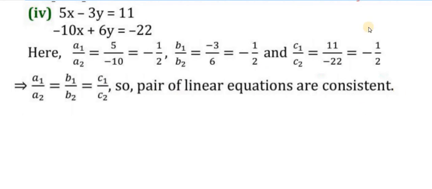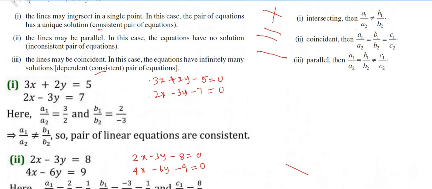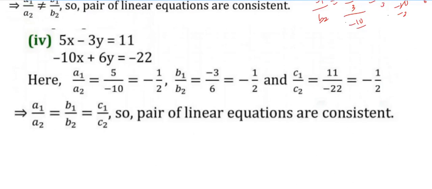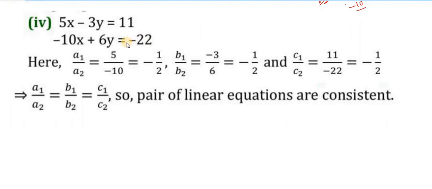Why is it consistent? We know that a1 by a2 is equal to b1 by b2 is equal to c1 by c2. So then it is a coincident line. If it is a coincident line, then it is consistent. So therefore 5x minus 3y is equal to 11, minus 10x plus 6y is equal to minus 22. Therefore this problem is consistent.